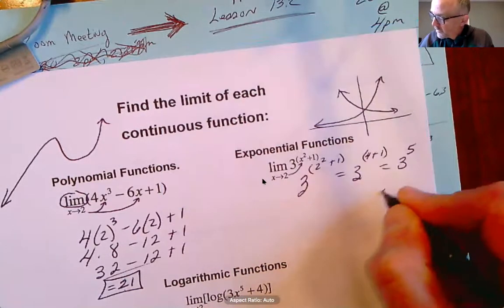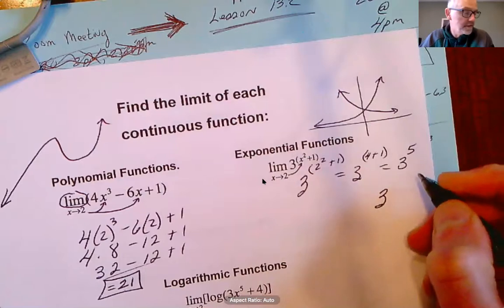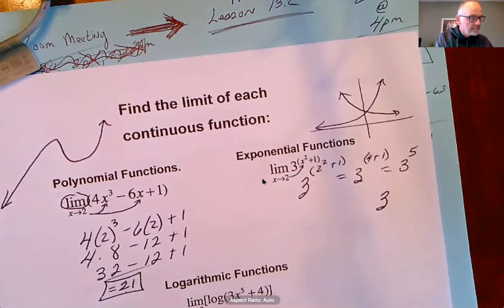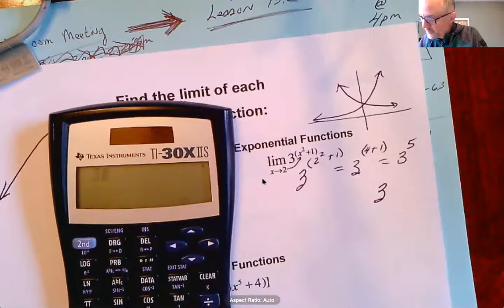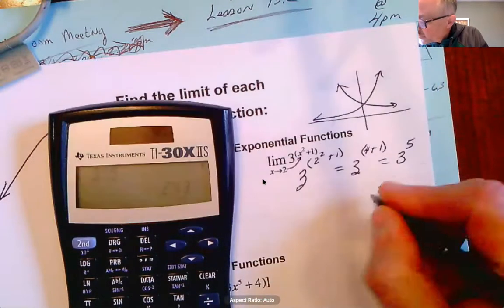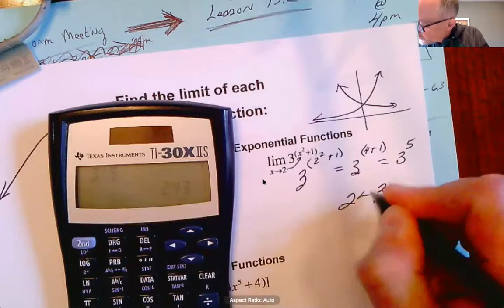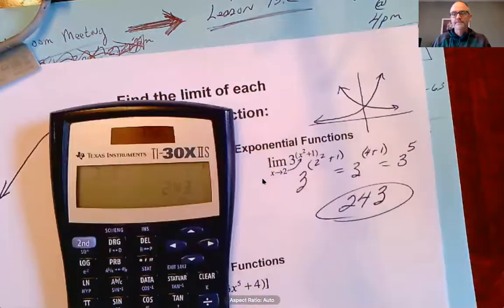3 to the 5th is, I don't know. Let me cheat a little bit. I don't have my calculator near me, sorry. Let's try that again. All right, 3 raised to the 5th is, there it is, 243. I must have known there was a 3 in there.